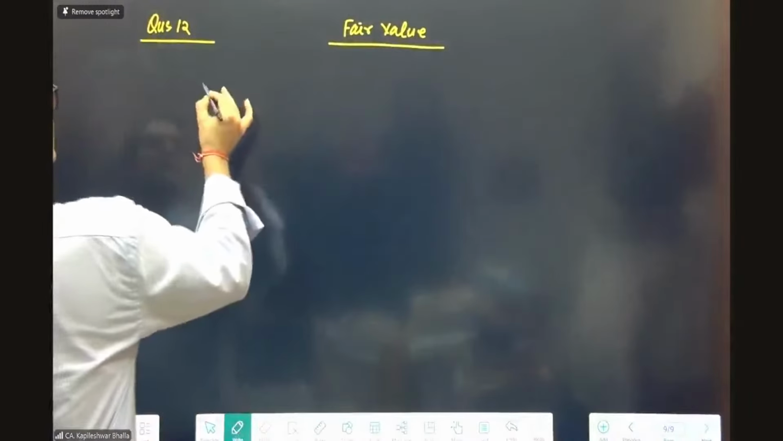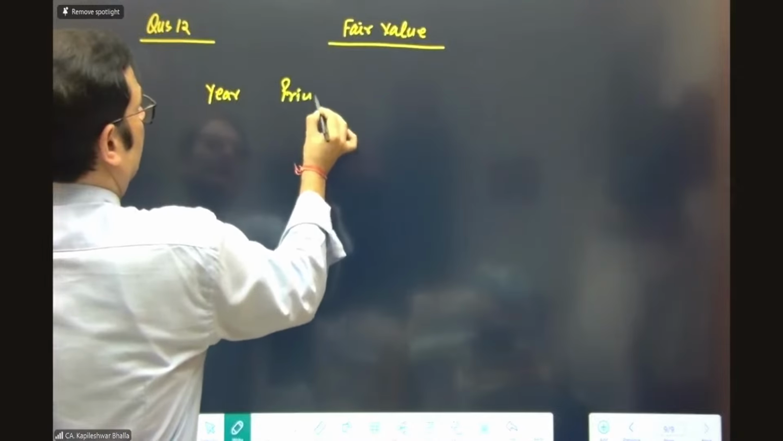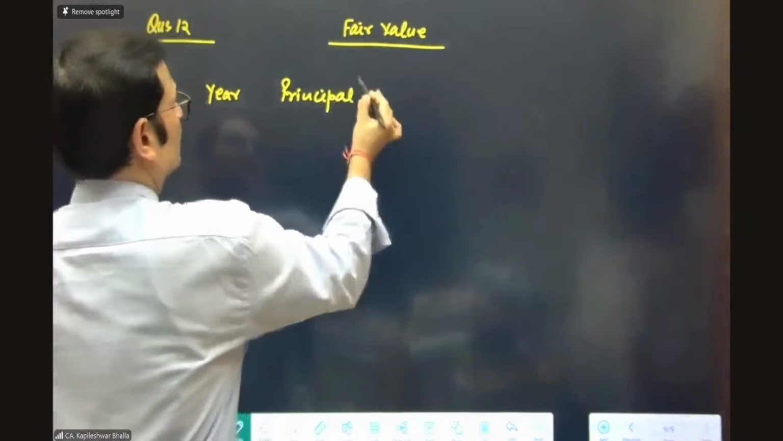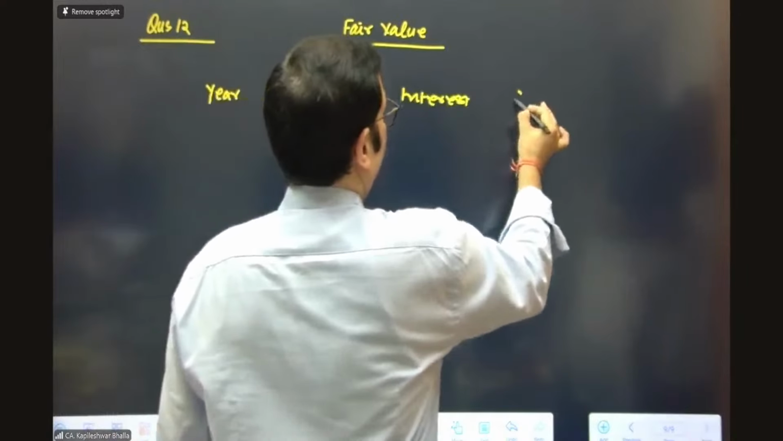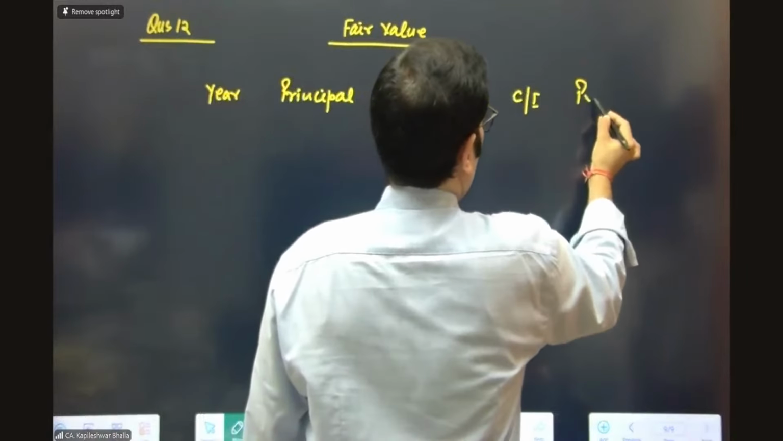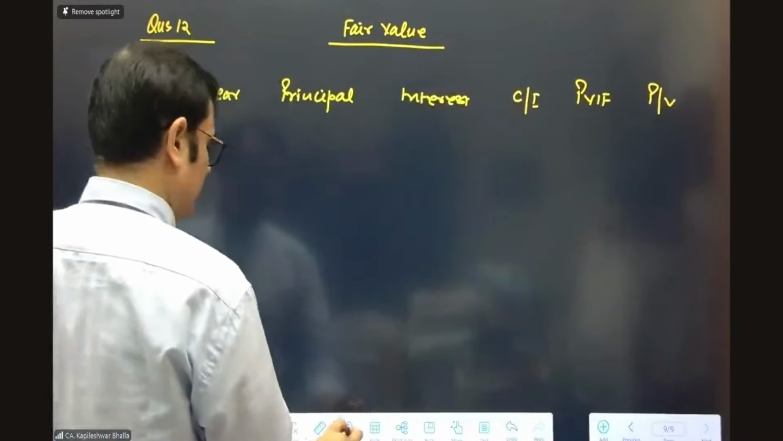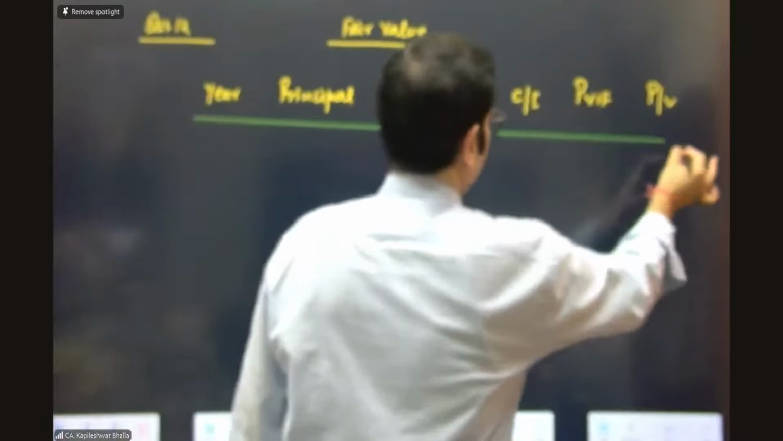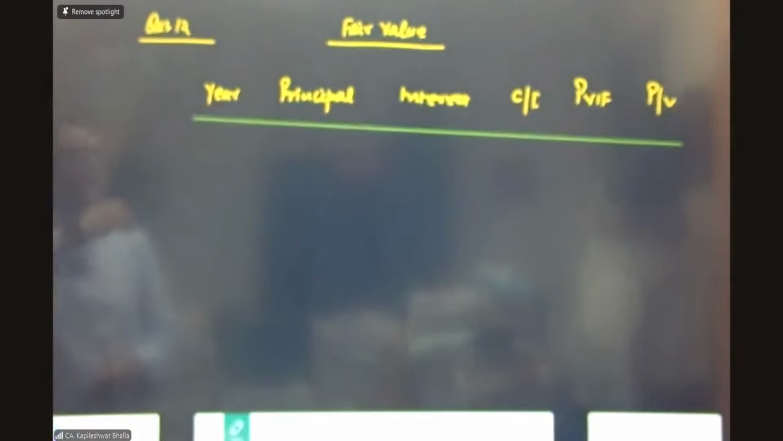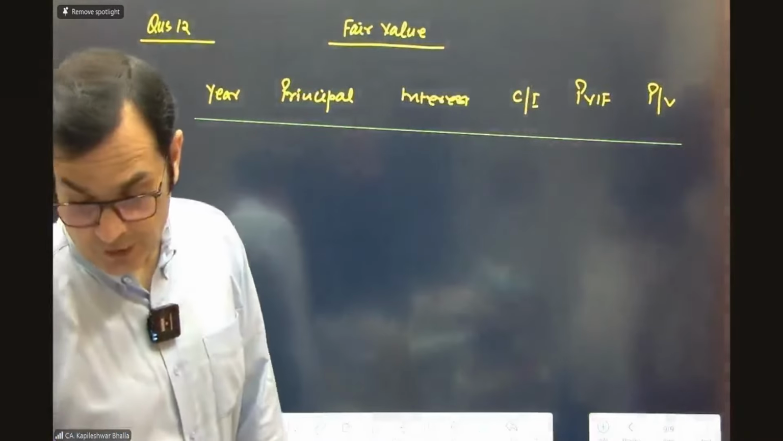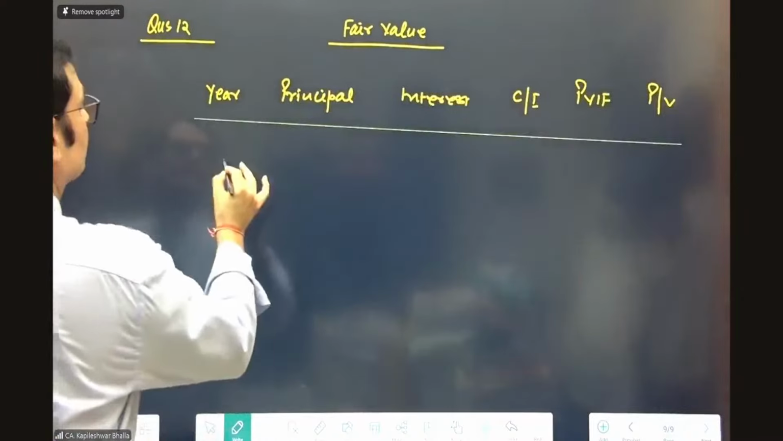So we've got year, we've got principal and we've got the interest collections. We can consider the total cash inflows, do the discounting and get the present value. So we just organize the information so we can get the present value of all the future inflows pertaining to this loan. So I think this is a total tenure of 3 years.